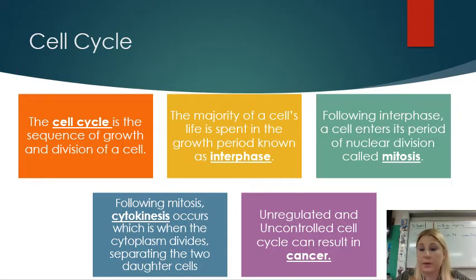G1, the cell is just growing. S stands for synthesis because the DNA is being copied. And then G2, the cell grows a little bit more. From there, it goes into a process called mitosis, where the actual cell starts to split, where the nucleus will divide so that we've got DNA for both sides of the cell. And then following that, we have cytokinesis, where the cytoplasm actually separates the cells into two separate daughter cells.